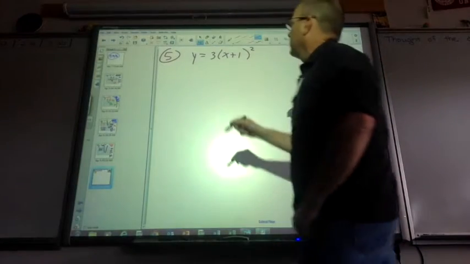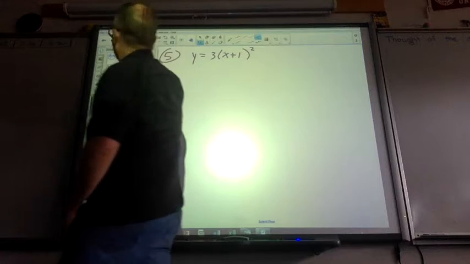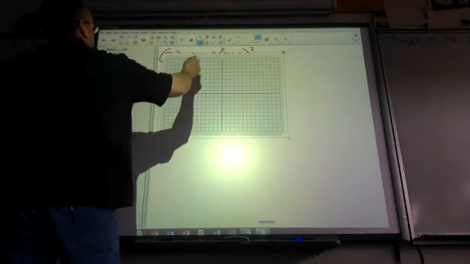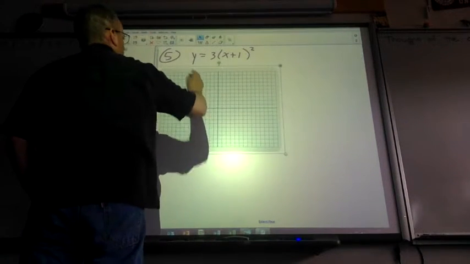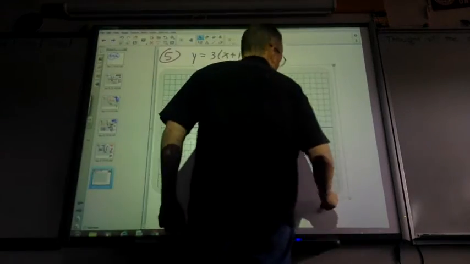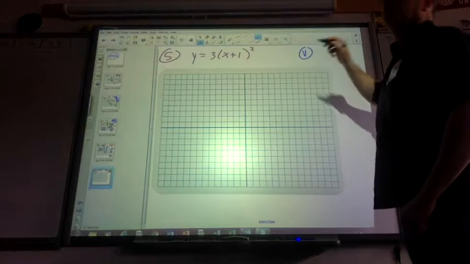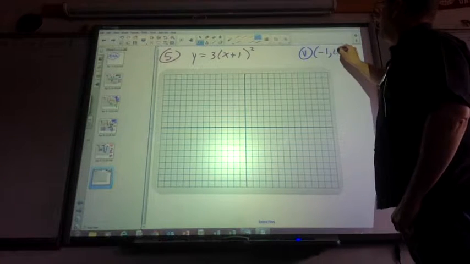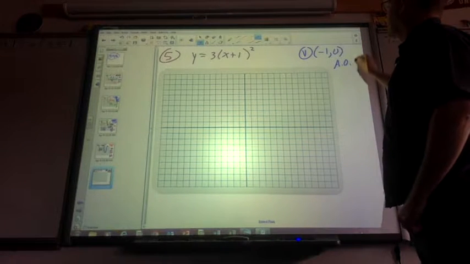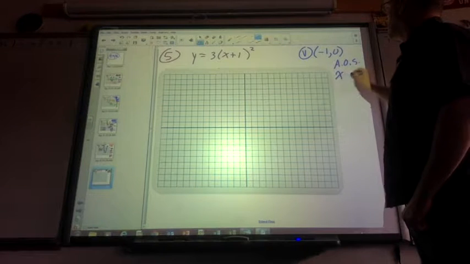Is this one set up in vertex form? Yeah, sure is. Which value am I missing? If it's missing, it must be what? 0. Good. So what's my vertex in this case? -1, comma, 0. What's my axis of symmetry? X equals -1.